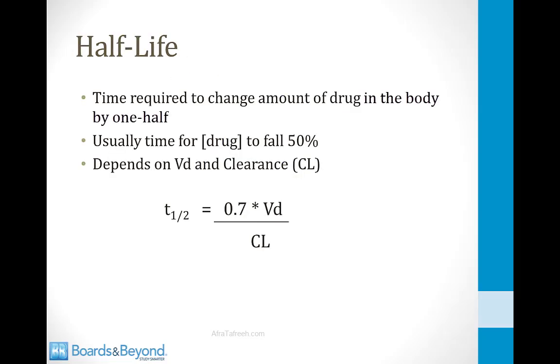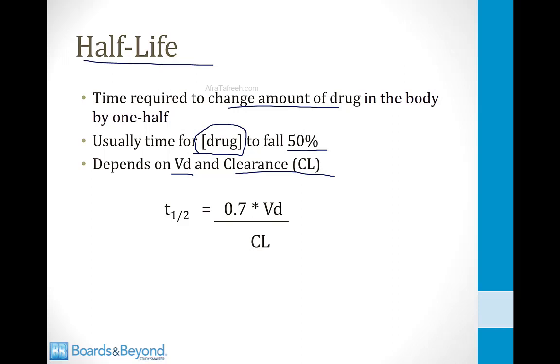Now let's talk about half-life. So the half-life of a drug is the time required to change the amount of drug in the body by 1/2. And it's usually determined by calculating the time required for the concentration of the drug to fall by 50%. And the half-life depends on the volume of distribution and the clearance of the drug. You can imagine that drugs with a very large volume of distribution take a long time for their levels to fall. You can also imagine that drugs that have a very high clearance rate fall more quickly than drugs that have a slow clearance rate.